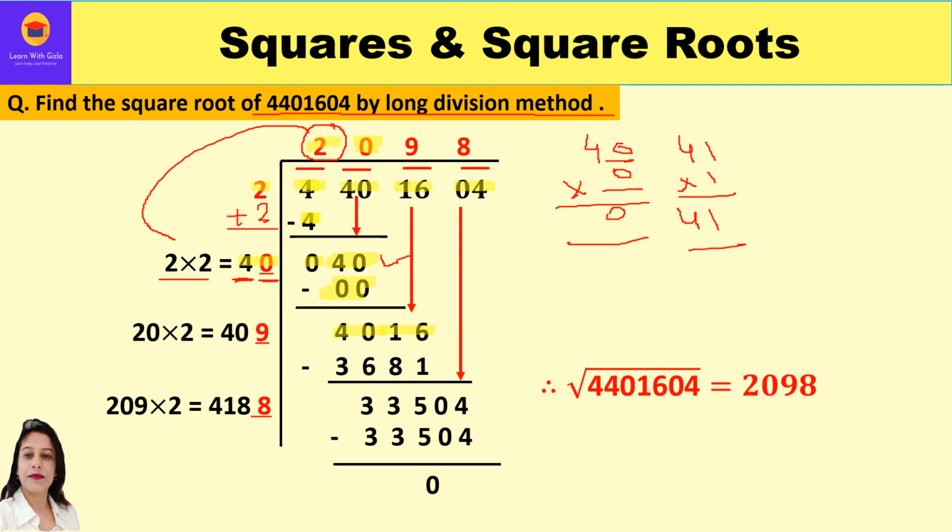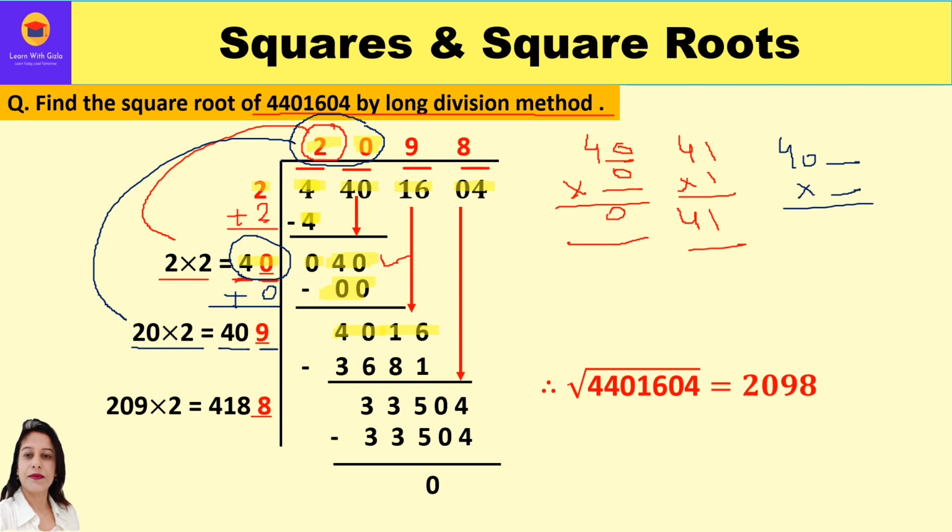Bring down the next period, that is 16, and my new dividend is now 4016, for which I need a divisor. Again for the divisor, I will see my quotient. The quotient is 20. I will double it and make it 40, leaving a blank space. Or, since my divisor was 40, I can just add 0 to it and get 40. That way also we can do. Now we have 40 and a blank.